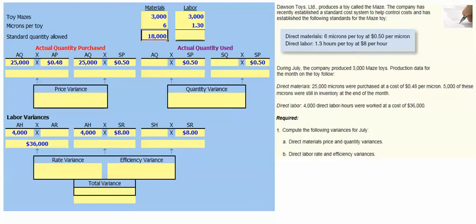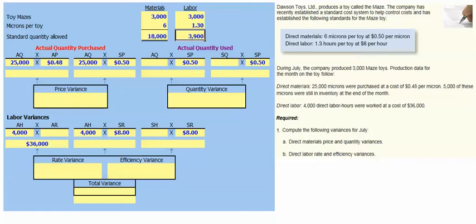We had 3,000 toy mazes at 6 microns per toy. Our standard quantity allowed would be 18,000 microns. For direct labor, we have our 3,000 mazes times 1.3 direct labor hours per maze, or a total of 3,900 direct labor hours. Let's go ahead and pick up our actual quantities used.